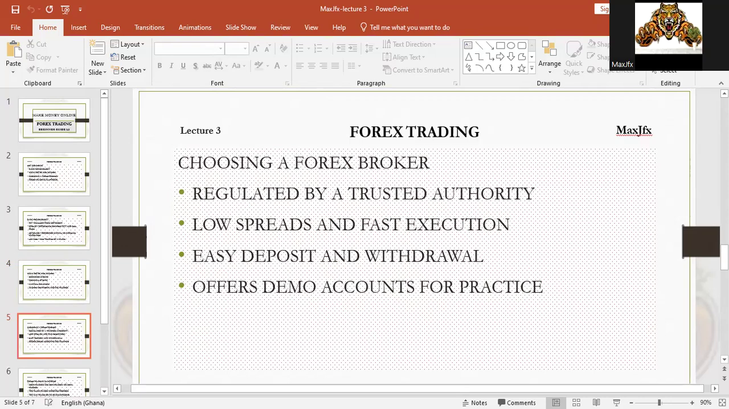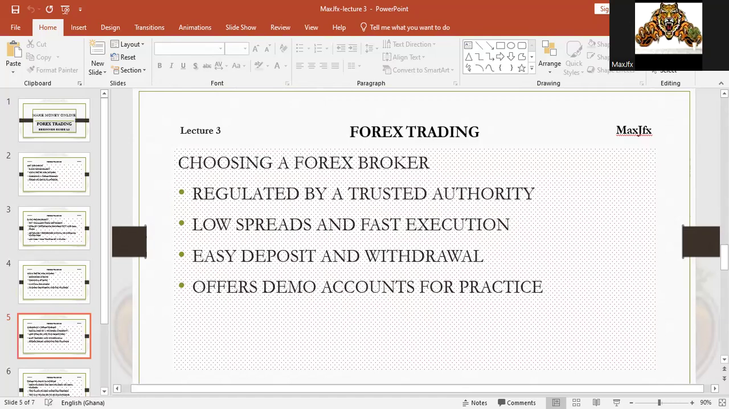We discussed that a broker is the one who matches buyers to sellers in our previous videos. So how do you choose a forex broker? What are the characteristics of choosing a forex broker? The first one, you have to know that it is regulated by a trusted authority. Two, it offers low spreads and fast execution. Three is easy deposit and withdrawal. And four is it offers demo accounts for practice.